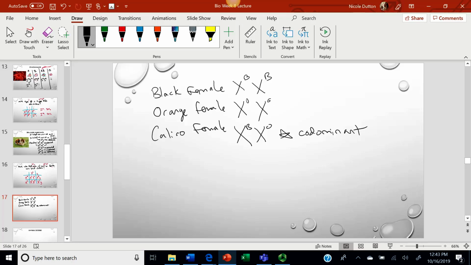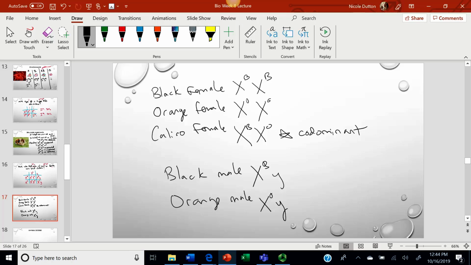Now if we look at males, we can have a black male, XBY, and we can have an orange male, XOY, but we can't have a calico male. Because in order to have calico, you need to have two X's. One X would carry the big B, the other X would carry the big O. Because males only have one X, they can't be calico.